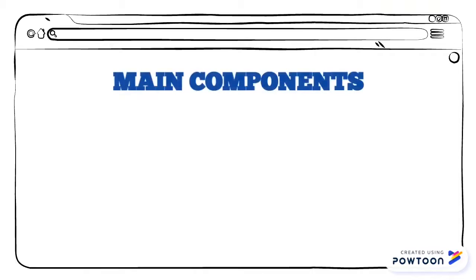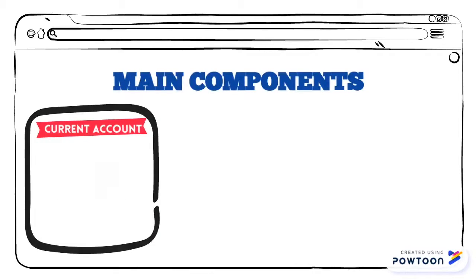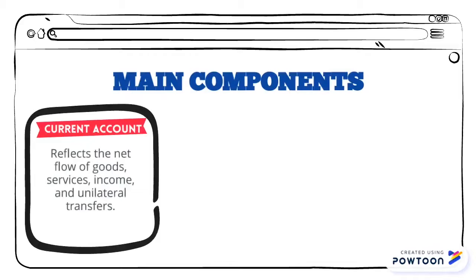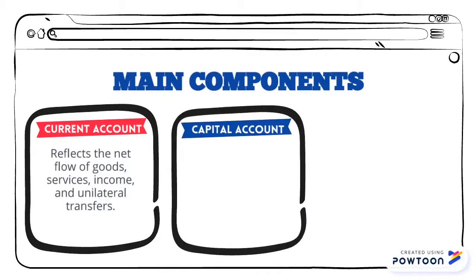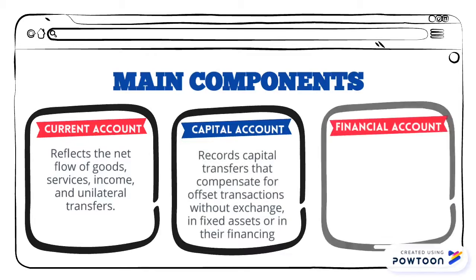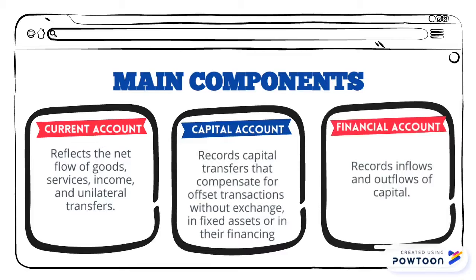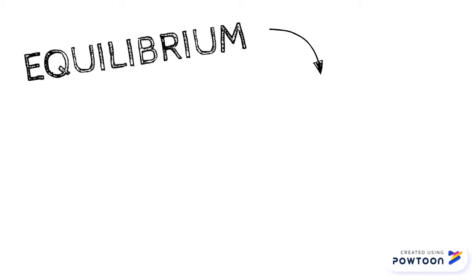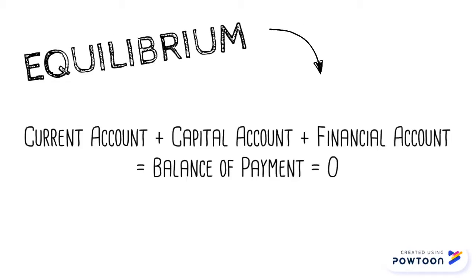There are three main components of the balance of payments. The current account is the one that reflects the net flow of goods, services, income, and unilateral transfers. The capital account records capital transfers, and the financial account records inflows and outflows of capital. The first and the last are the most important. So the balance of payments reaches equilibrium when these three accounts add up to zero.